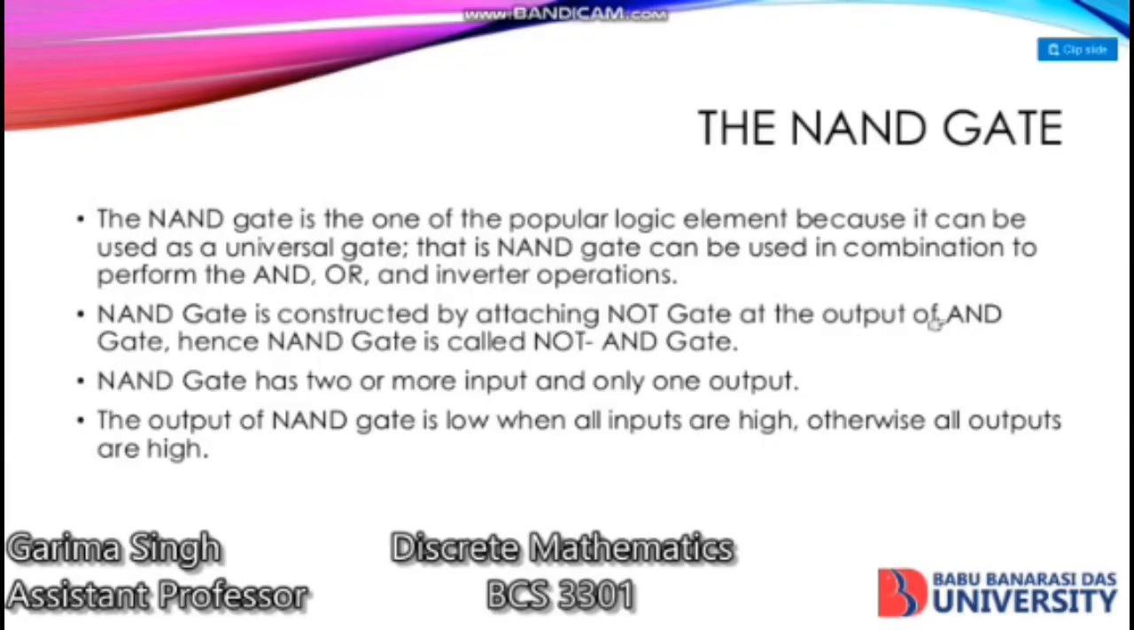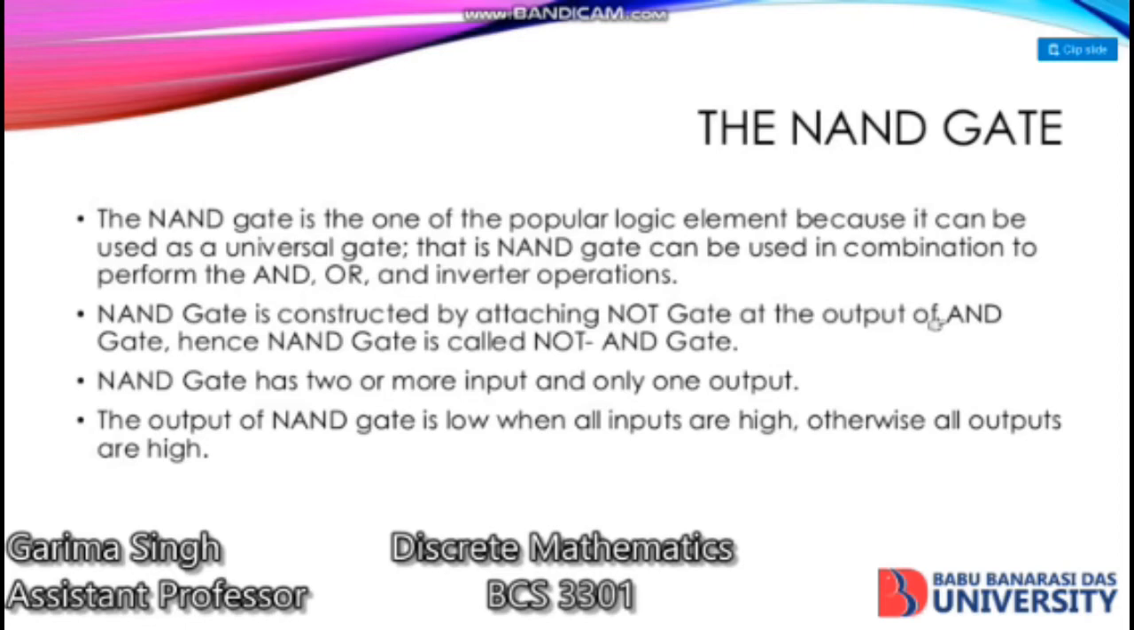And what is the NAND gate? Now, let's see what is a NAND gate. The NAND gate is one of the popular logic elements because it can be used as a universal gate. It is also called a universal gate, that is, NAND gate can be used in combination to perform the AND or an inverter operation. NAND gate is constructed by attaching a NOT gate at the output of AND gate, and that is why it is known as a NAND gate.